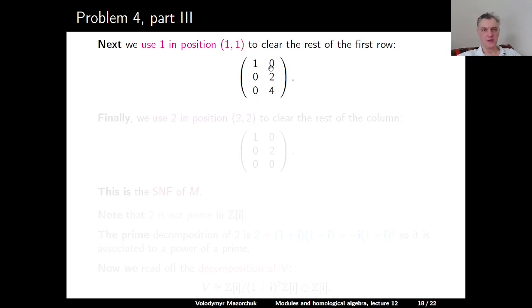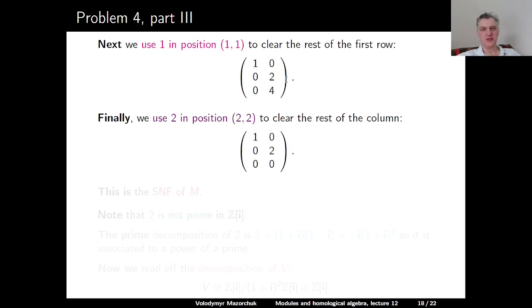Now, if we delete row 1 and column 1, we are left with the matrix 2 and 4. Here, of course, 2 is the greatest common divisor, so we can use it to kill the 4. We just subtract twice row 2 from row 3. And we get the matrix 1, 0, 0, 2, 0, 0, which is the Smith normal form of M.